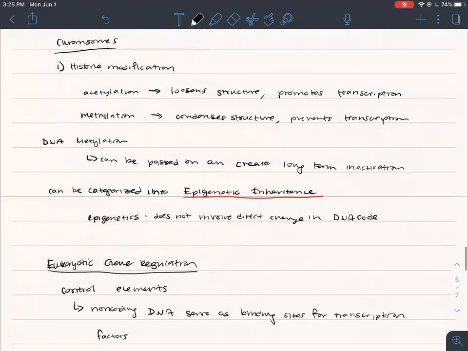And overall, DNA methylation is the same concept, except this is more of a long-term inactivation and can be passed down to multiple generations, where this particular part of the chromosome is not activated at all. So this whole idea can be categorized into epigenetic inheritance. And as a quick side note, epigenetics is when we study genes, but we're not studying changes in the genetic information or coding. It's more about changes that do not affect that at all. So there's no direct change in the DNA code, but you can affect other things like regulation.